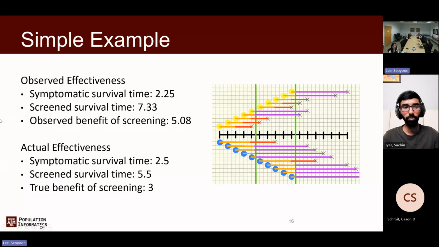So in this example, these are some figures that represent the survival times of the symptomatic patients versus the screen detected patients. As you can see in the example, there are many more blue circle patients that are screen detected than yellow circle patients. So this skews, along with lead time bias, the data in favor of screening being highly effective. Whereas if using the true information calculations, we can see that it is only an additional 3 months of survival time, whereas in the observation, it appears to be 5 months of survival time.